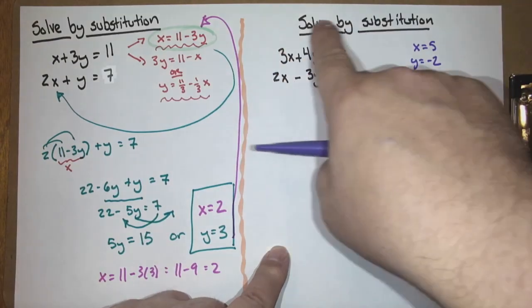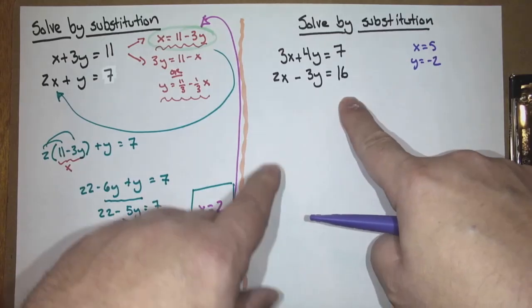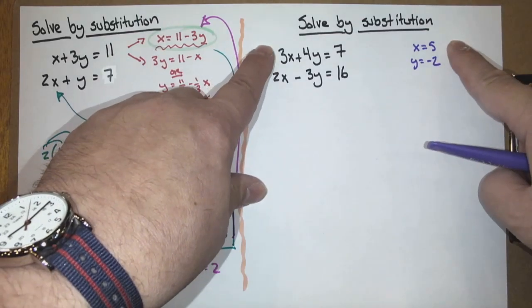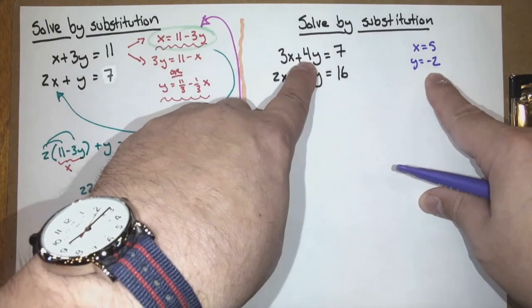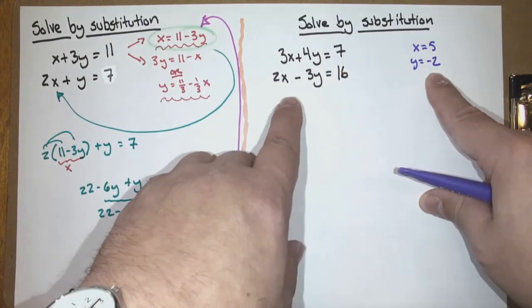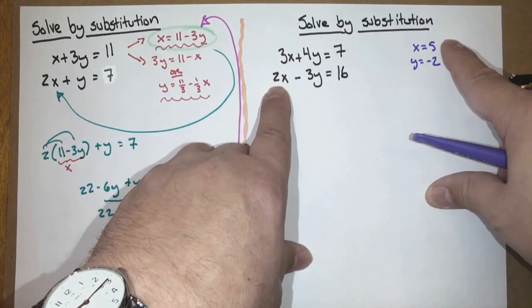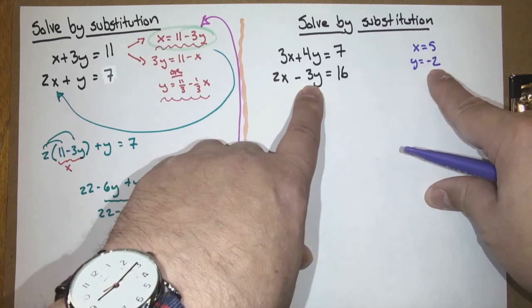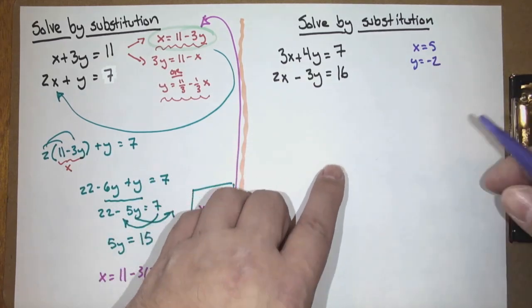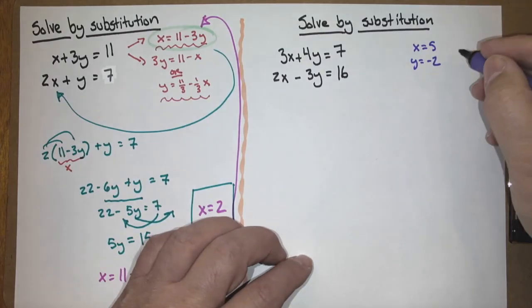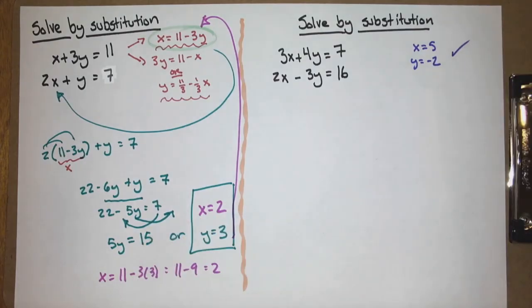Well, we have the two equations. Let's plug it in. If x equals 5, we get 3 times 5 is 15. 4 times negative 2 is negative 8. 15 subtract 8 is 7. That's a good sign. 2 times 5 is 10. Negative 3 times negative 2 is 6. And 10 plus 6 is 16. Okay, good. Woohoo! Yes! All right, so that is the correct answer.